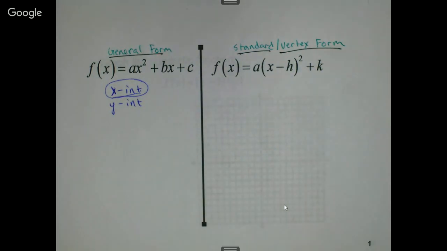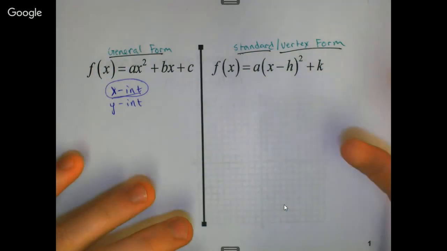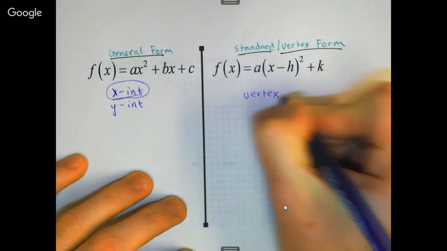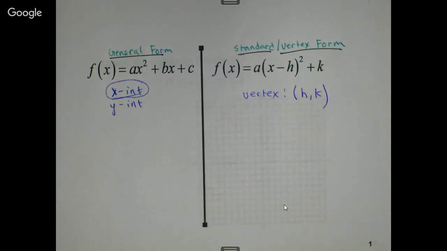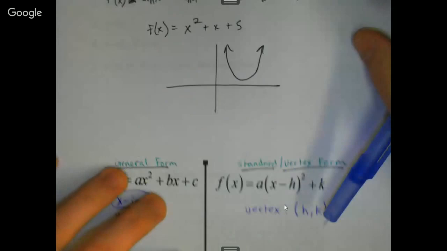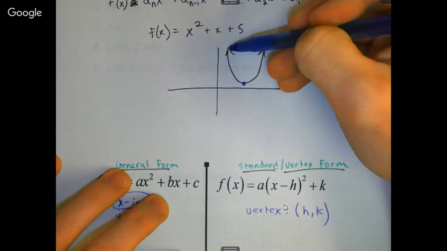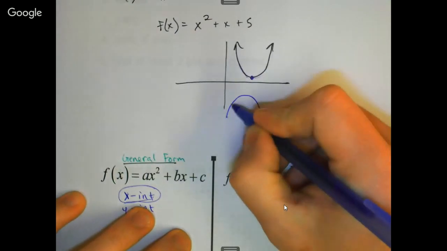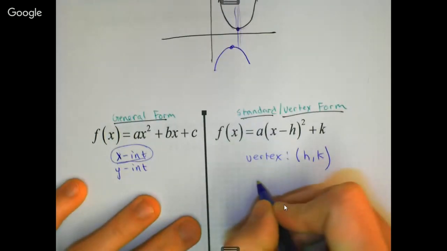The one we're going to get a lot of use out of is the standard or vertex form. Why is this one good? Well, I can get a couple of different things. The most important thing is our vertex, and our vertex is (h, k). The vertex is super important. Going back to this graph, the vertex is this changing point, where my graph changes from decreasing to increasing, or the other way around. On this graph, it changes from increasing to decreasing. That's the vertex. I can also get my line of symmetry from that.